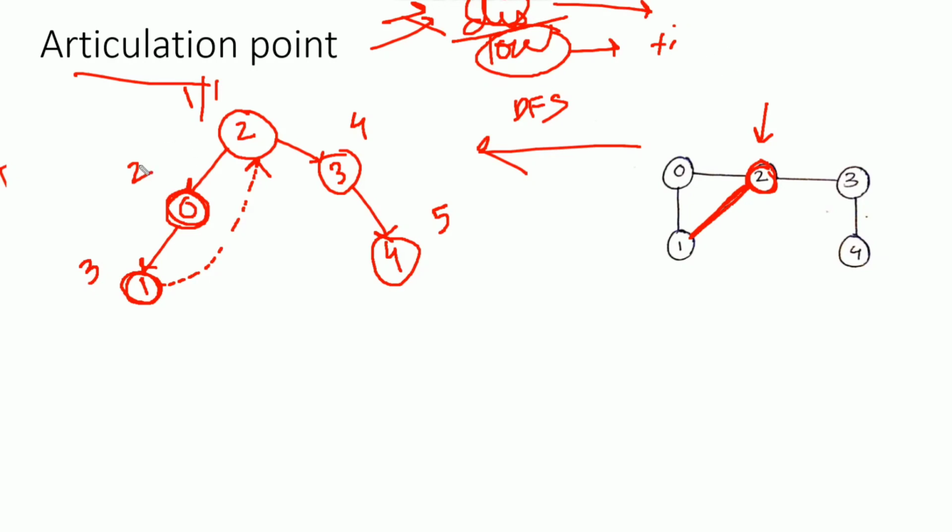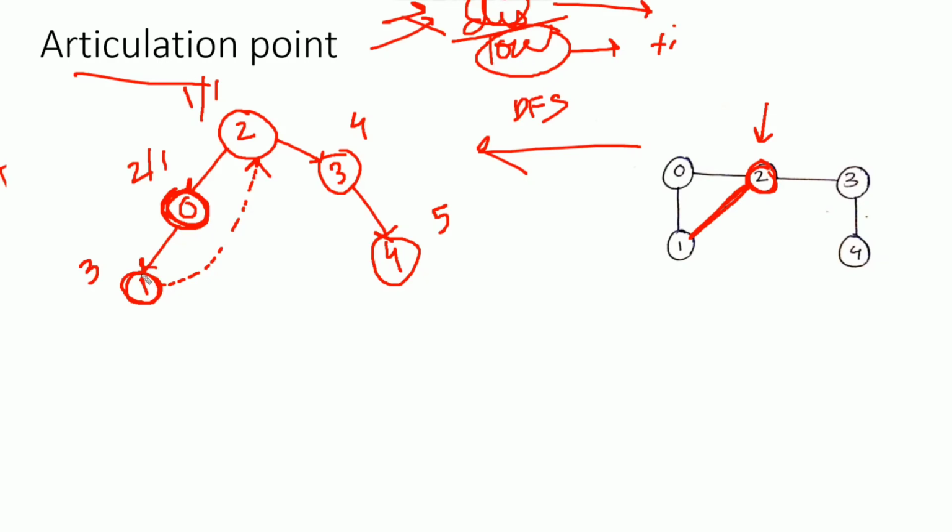Okay, now if we consider this vertex 0, what will the low time of vertex 0 be? From vertex 0 we can reach vertex 2, and vertex 2 has the lowest discovery time. So by using this path we can reach vertex 2, and vertex 2 has the lowest discovery time. So the low time of vertex 0 will be 1. So low time means the lowest reachable vertex having low discovery time.